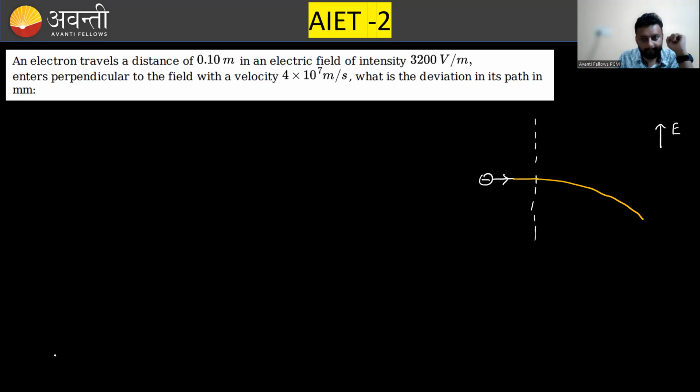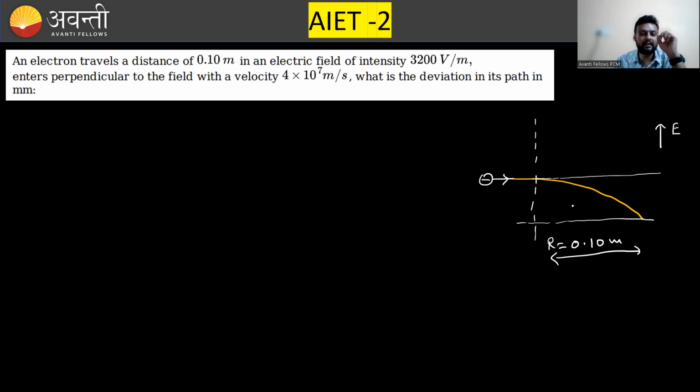According to the question, it has traveled a distance 0.10 meter in the horizontal direction. In this direction, it has traveled 0.1 meter. Let's suppose this distance is r. You need to find its deviation. Its deviation means its original path is something like that. If the field were not there, its original path would be something like that. So its deviation will be something like this, y. This is the deviation of the particle. We need to find out this deviation, this y we need to calculate.